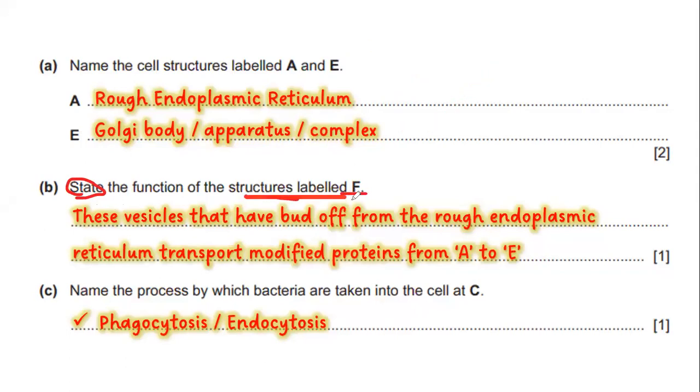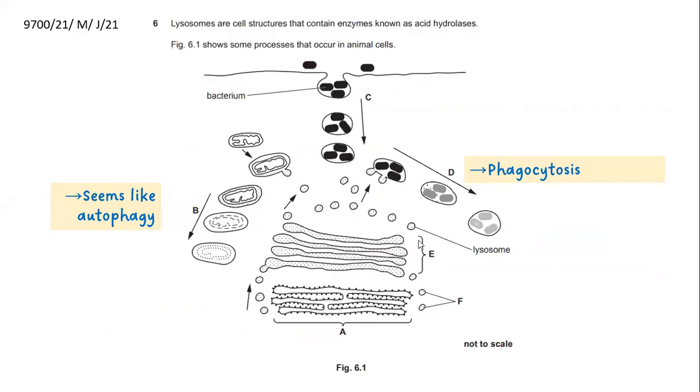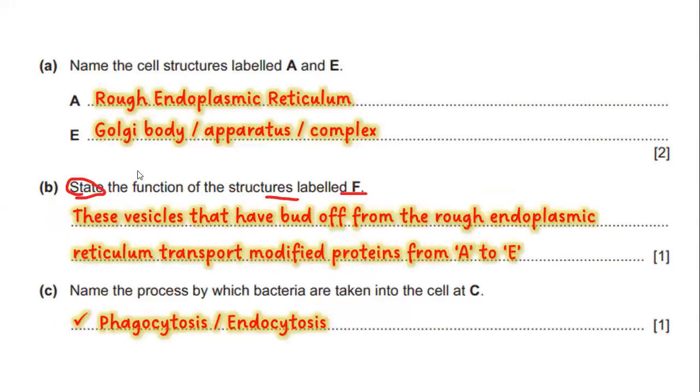The function of structure labeled F. Let us see, what is F? These are vesicles that are budding off from the RER. They are transporting the processed proteins to the Golgi body. So we state the function of the structure. These vesicles transport modified proteins from A to E. You may say from A to E or from rough endoplasmic reticulum to Golgi body, however you call it.